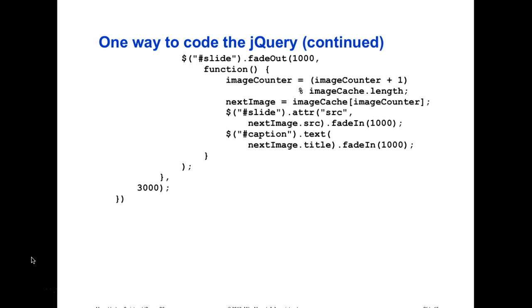So the next image would be the index of the image cache. And once we do that, we can take the attribute for the source, find that next image source, fade it in, and fade in the caption. I think this is a nice brief way to do it. I think it might be a little bit complicated because of the modulus and the way the next image is being loaded.